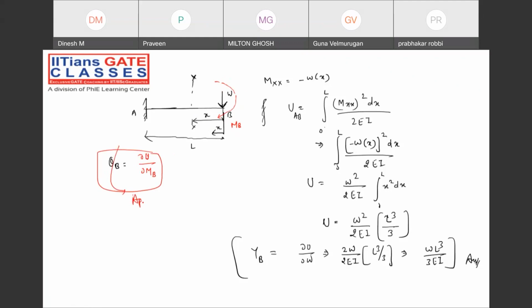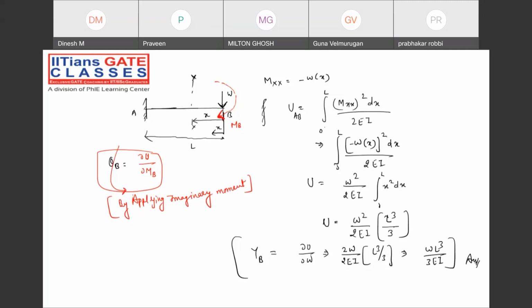By applying an imaginary moment, we can find the slope value at the point B. An imaginary moment like this, we are applying. And with the help of that imaginary moment, we can find the slope value, my dear friend, right?